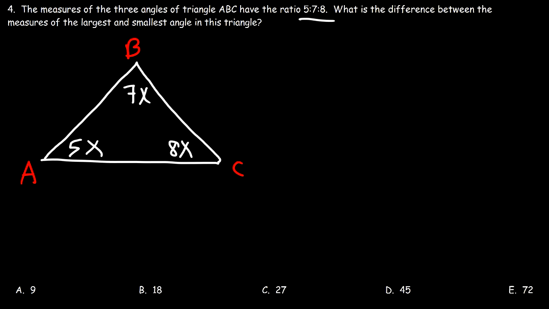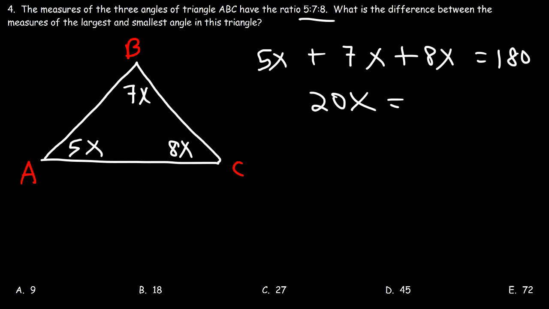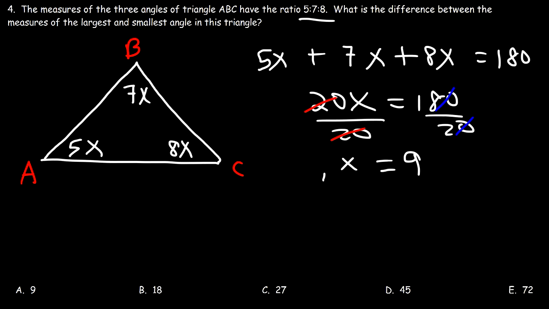Now the three angles of any triangle have to add up to 180. So we could say that 5x plus 7x plus 8x must equal 180. Now 5 plus 7 is 12, and 12 plus 8 is 20. So 20x is equal to 180. Now we just need to divide both sides by 20. So 180 divided by 20, we can cancel the 0, so it's 18 divided by 2. Therefore, x is equal to 9.